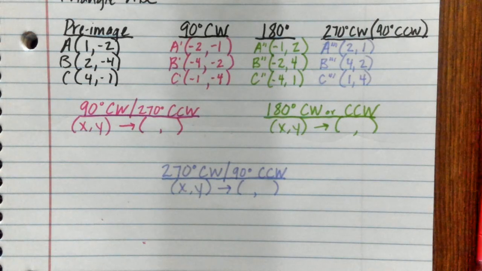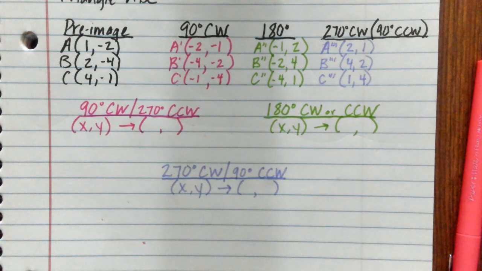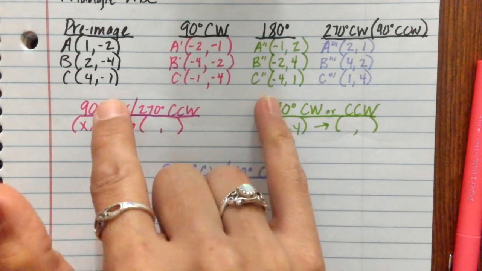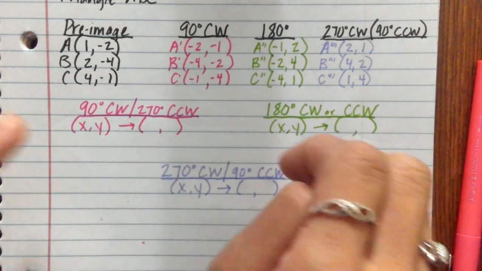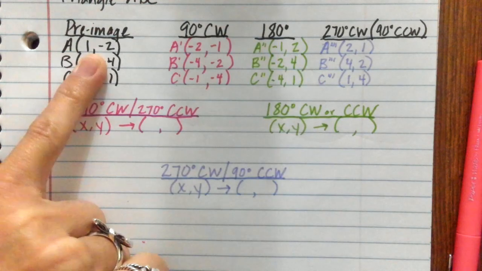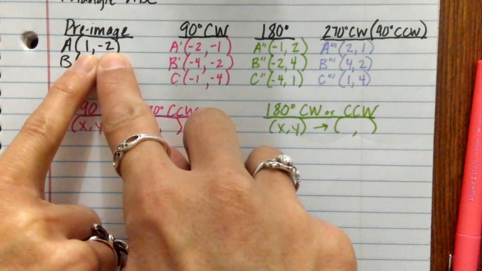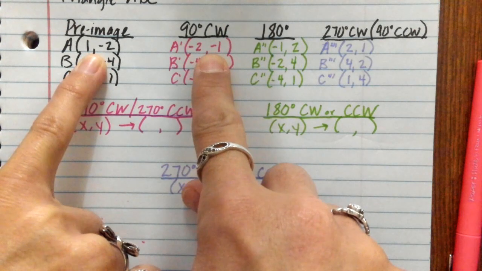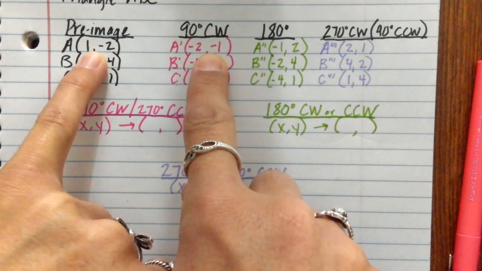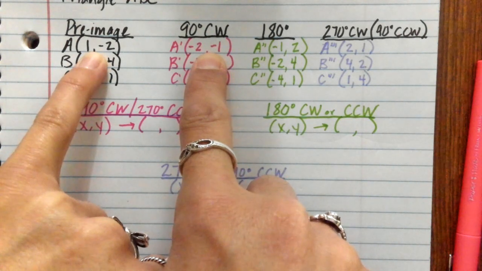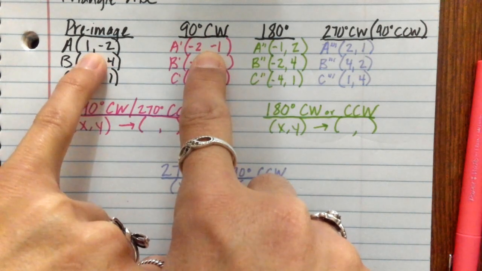So now that you have it set up, you've paused and you've set it up, we're going to take a look at what has happened between our pre-image and our image for each one of these. Okay? So when we take a look at point A, we're just going to take a look at one point. Point A was at (1, -2). A prime is at (-2, 1). So take a look and think to yourself, pause if you'd like to, what has happened between these points?